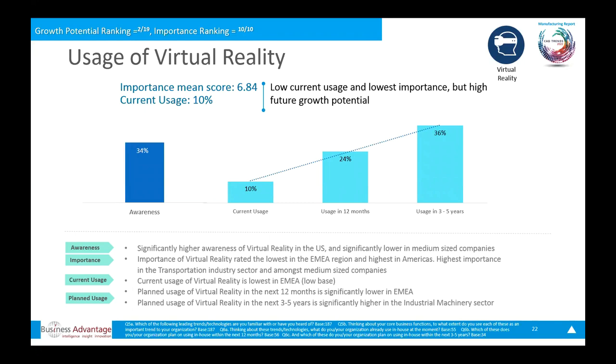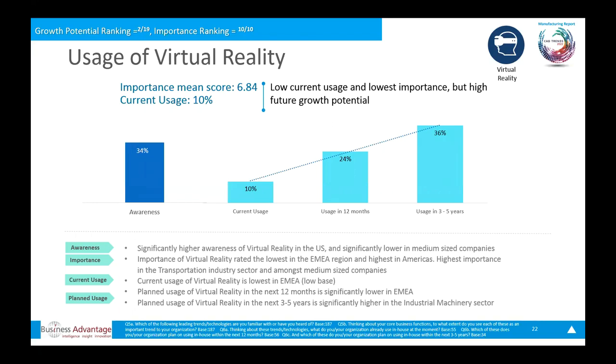Virtual reality is demonstrating high growth potential, but again has the lowest importance ranking of all the trends. Current usage is about 10%, but over the next 3 to 5 years, we'd anticipate planned usage to increase to 36%. Awareness of virtual reality is highest in the US region, and also importance is rated higher in this region when compared to EMEA.